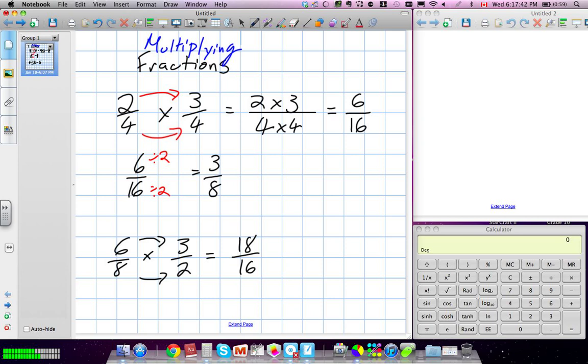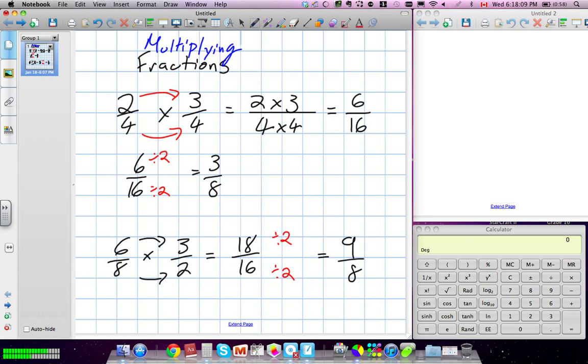Are they both even numbers? Yeah. So what can go into an even number? 2. 2 always goes into even numbers. Okay. So then what will we get? 9 over 8. Good. That's it. That's its lowest term. So that's multiplying fractions. Seem easy enough? Okay. Multiplying fractions is probably the easiest thing you'll do with fractions.